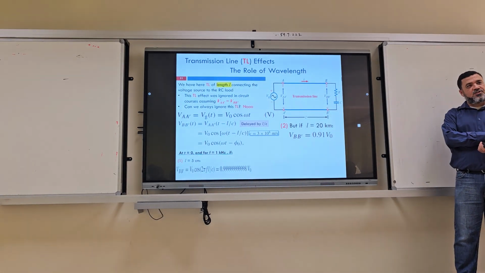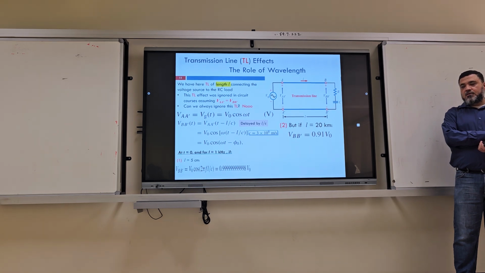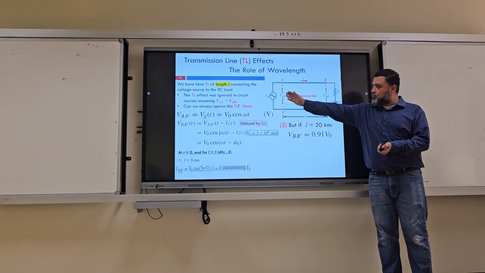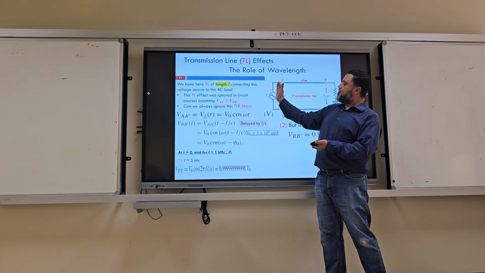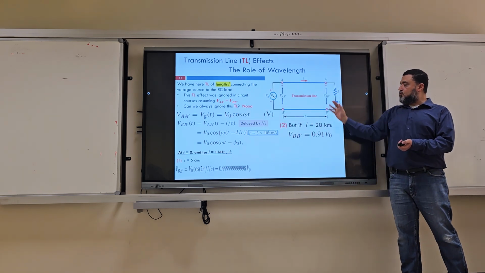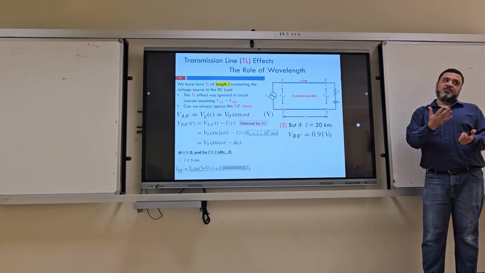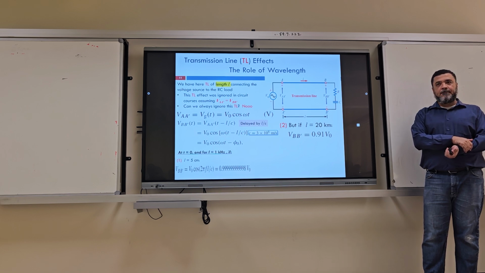So it drops by how much? How much is the drop we have here? 0.9, so 9%. Drop by 9%. Here it was V0, V0 at the generator. Then after 20 kilometers, it will drop by 9%, which is big.